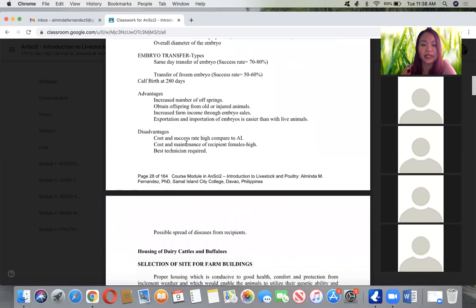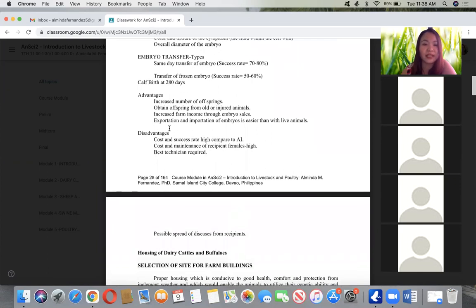So it has advantages and disadvantages as well. The advantages are increased number of offspring, obtaining offspring from even old or injured animals, and increased farm income through embryo sales. So, you can sell embryos, and there is exportation and importation of embryos.